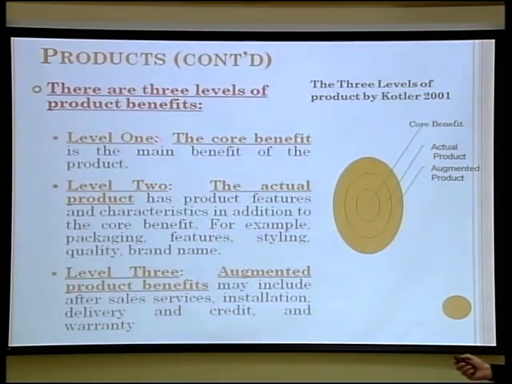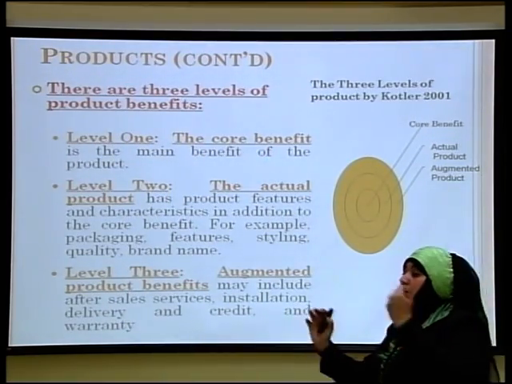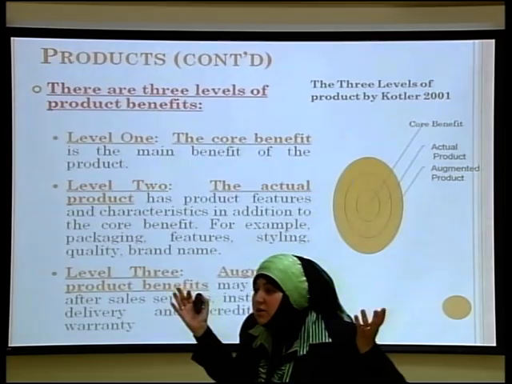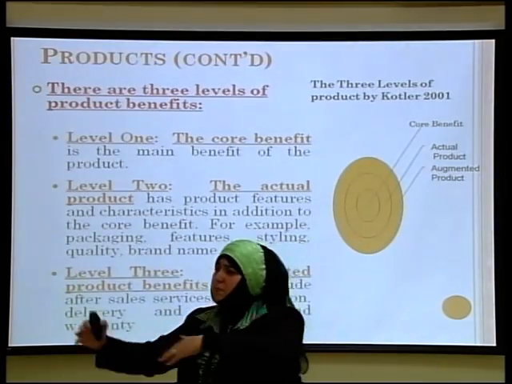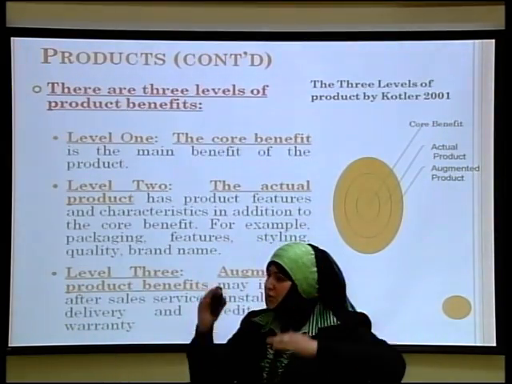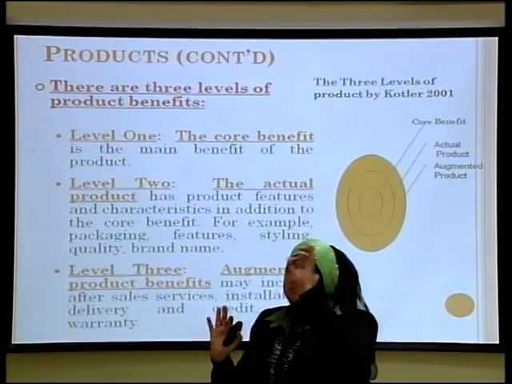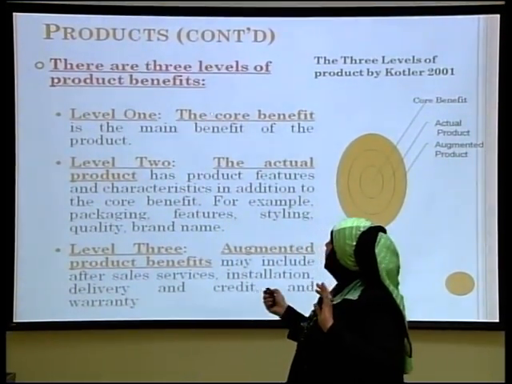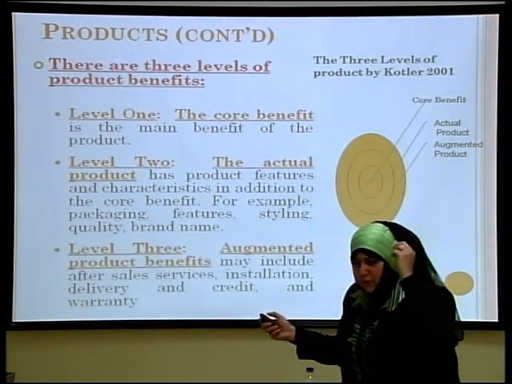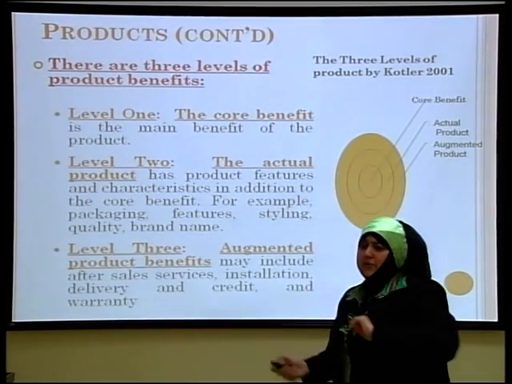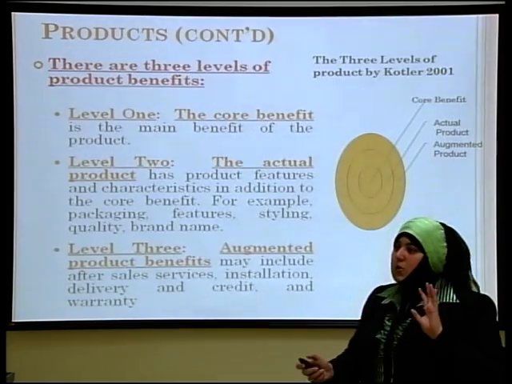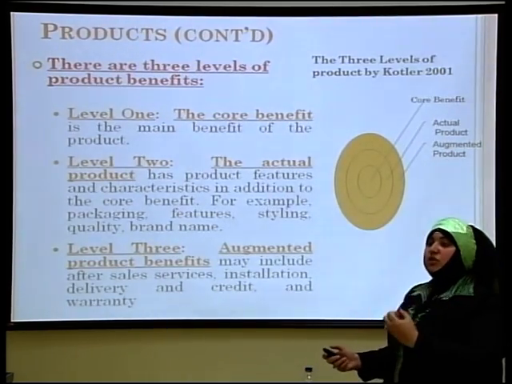All right. The core benefit is the main benefit of the product. The main benefit, the core benefit of the car, is what? Yes, from destination A to destination B, from home to university, from work to university, and so on, from one place to another, right? This is the main benefit. So this is the core benefit of the car, if we take a car as an example here. Okay, so this is what we mean by the core benefit.